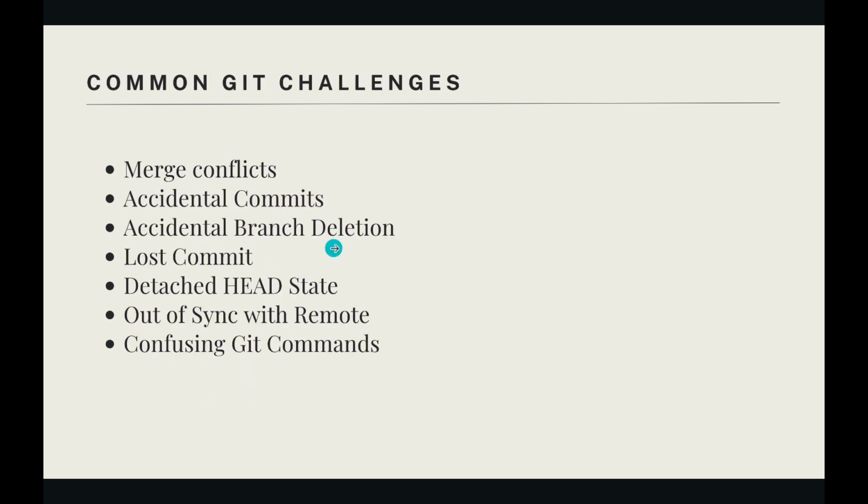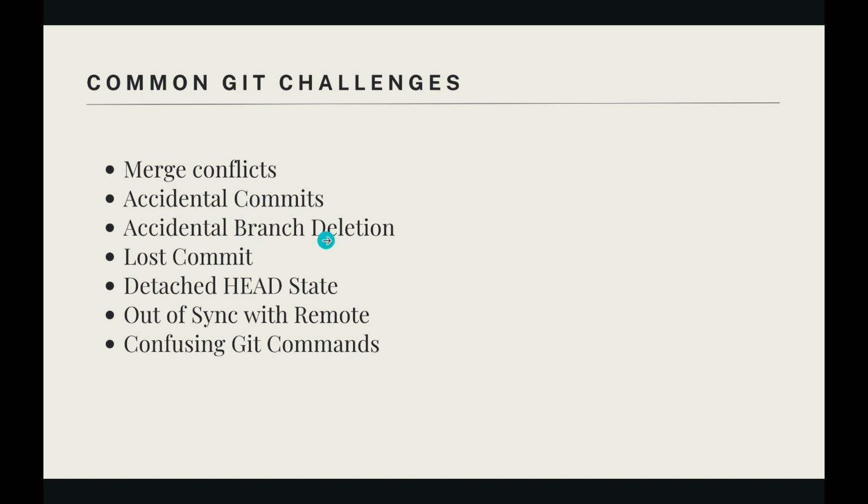So now we will look at some common Git challenges. Merge conflicts, like I told you before, can be annoying. Sometimes they are unavoidable, but you can resolve them easily using a code editor. And yeah, so the next is accidental commits. Again, they happen, but you can change the past, so you don't need to worry that much about this.